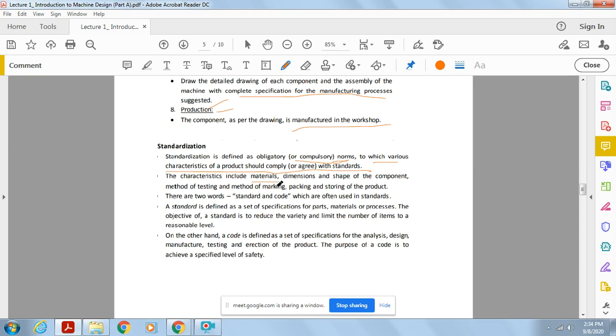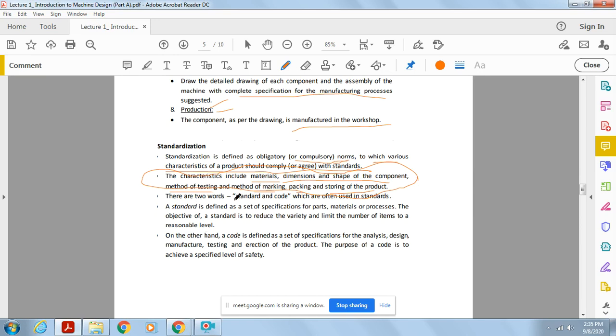Of course, here you see the material, the dimensions, the shape of the component. These are the important characteristics, like method of testing, method of marking, packing, storing. All those things come under a standard procedure, and you must obey them in your design so that your design gets approved. If you do not follow those Indian standard codes, American codes, or whatever internationally accepted codes, your design will not be accepted and your whole effort will become null and void.